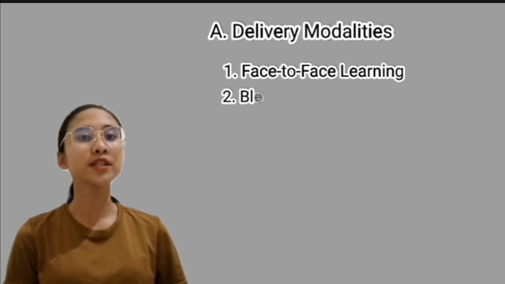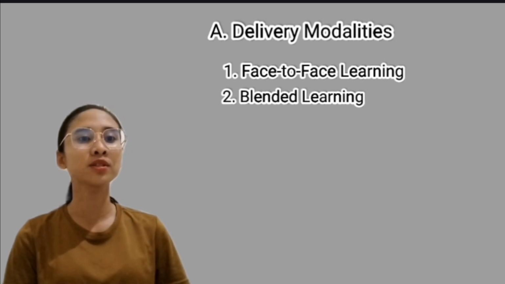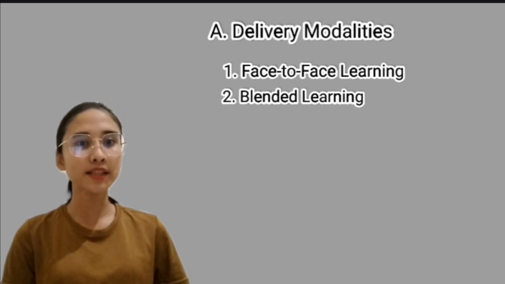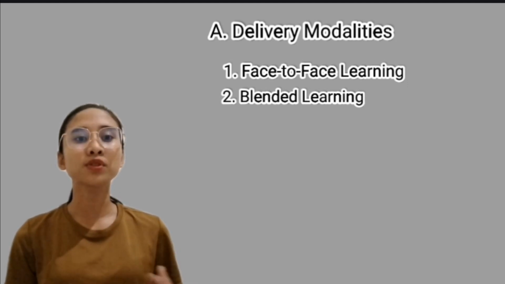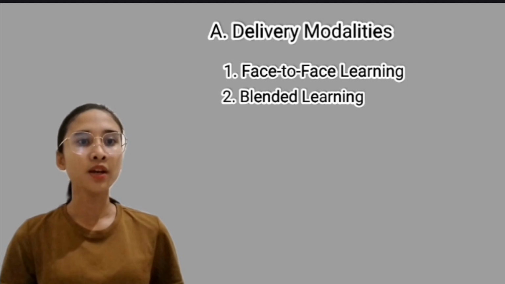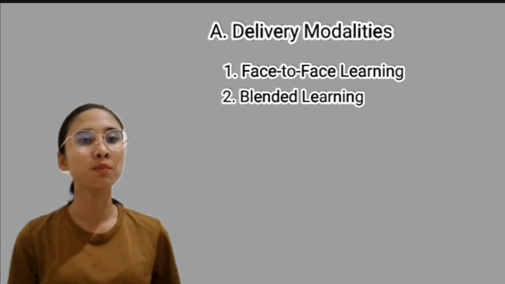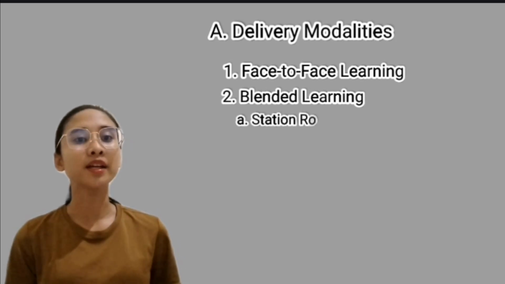Number one is face-to-face learning. This is the traditional way of teaching where students and teachers meet in person. It allows for live interaction between teacher and learners, immediate feedback and assistance, development of social and emotional skills through real-life communication and group activities. Face-to-face learning is still considered one of the most effective ways to teach because of the direct contact and engagement it offers.